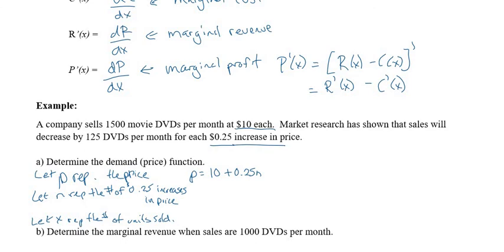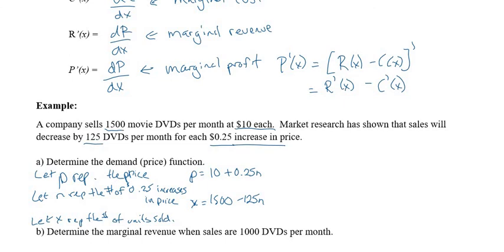So now that we have that, let's use the other information that we have, and we can figure out an expression for how many items we sell, because we have 1,500 DVDs, and every time we increase the price, we decrease by 125 DVDs per month. So if we want to find an expression for X, we're going to start at 1,500. And every time we increase the price, we're going to decrease by 125 units. So minus 125N.